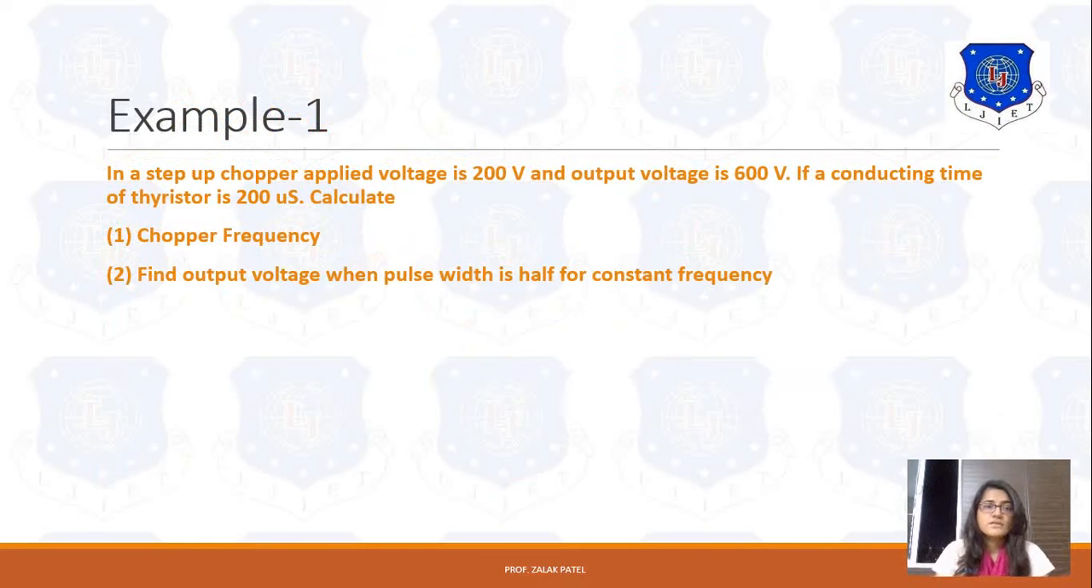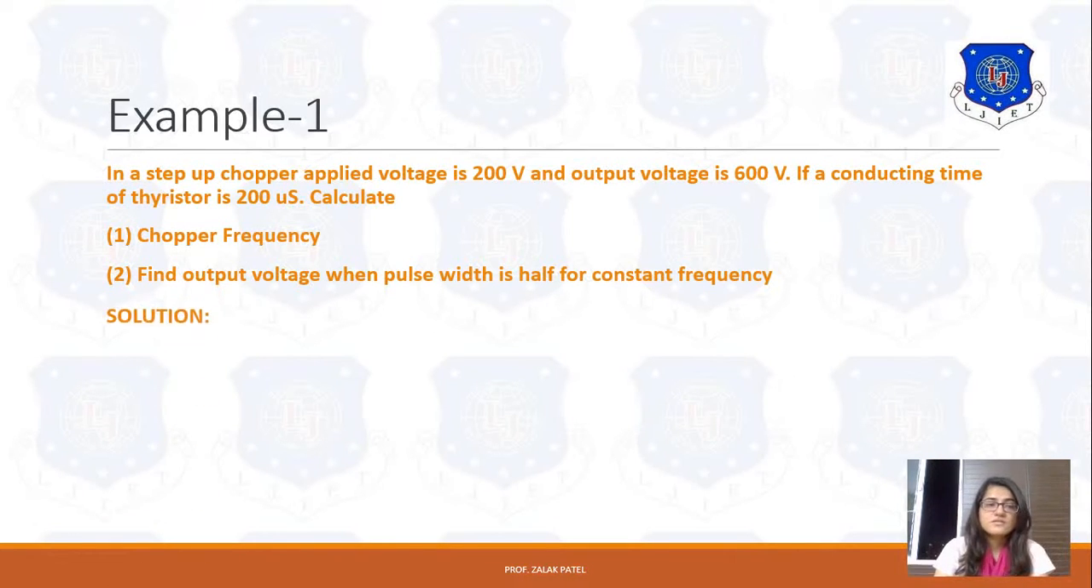Next, let's consider one example related to it. So this is the problem statement. In a step up chopper, applied voltage is 200 volt and the output voltage is 600 volt. If the conducting time of the thyristor is 200 microsecond, calculate the chopper frequency and find the output voltage when the pulse width is half for the constant frequency.